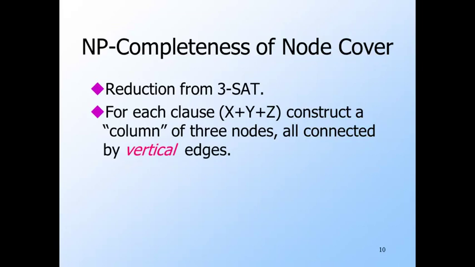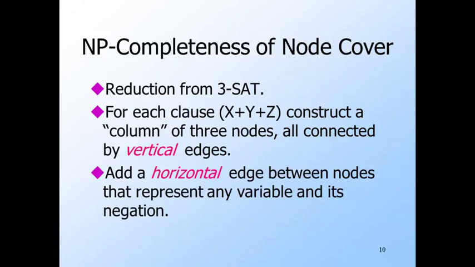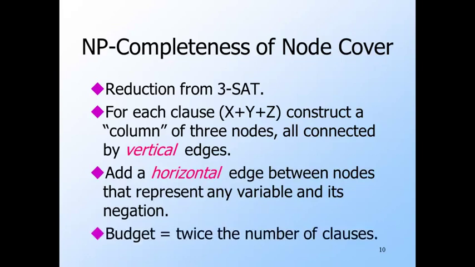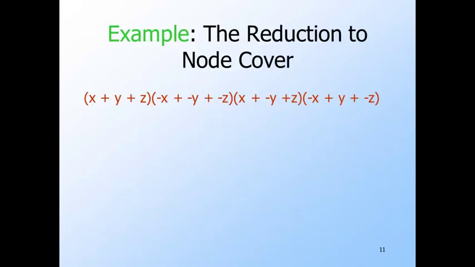There are vertical edges connecting each pair of nodes in a column, and thus there are 3 vertical edges per column. There are also horizontal edges that connect nodes in different columns. 2 nodes are connected if they represent literals with the same variable, and exactly one of those literals has that variable negated. And finally, the budget k is twice the number of clauses, which is also exactly 2/3 of the nodes. So here's an example of an instance of 3SAT with 4 clauses. We'll construct the graph that has a node cover of 8 nodes, if and only if this expression is satisfiable.